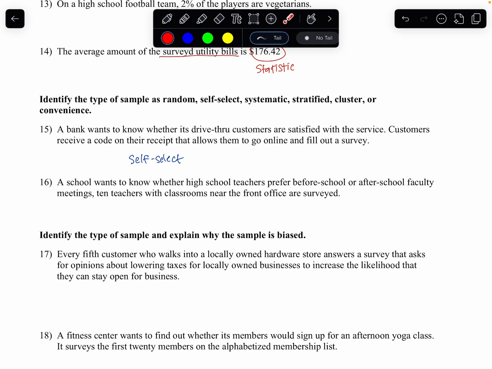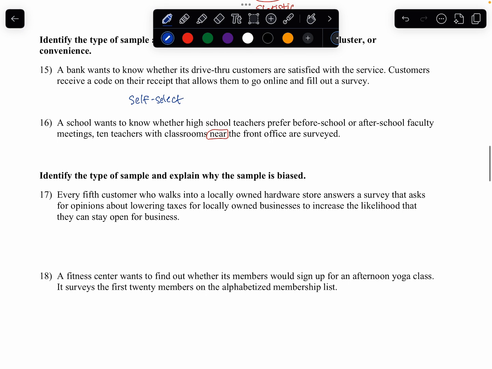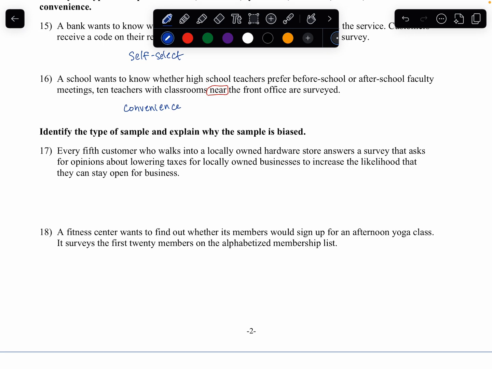A school wants to know whether high school teachers prefer before school or after school faculty meetings. 10 teachers with classrooms near the front office are surveyed. The tricky thing about this one is it says near, which means that they are only collecting information from those that are close by. And so they're basically just doing this out of convenience. Who's the closest to get to? So, convenience, I would say.